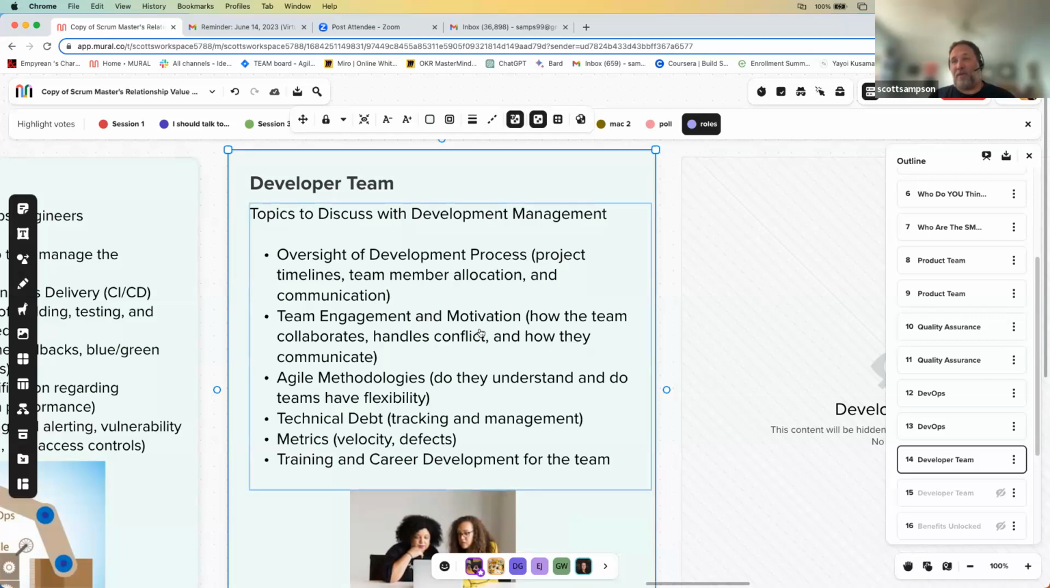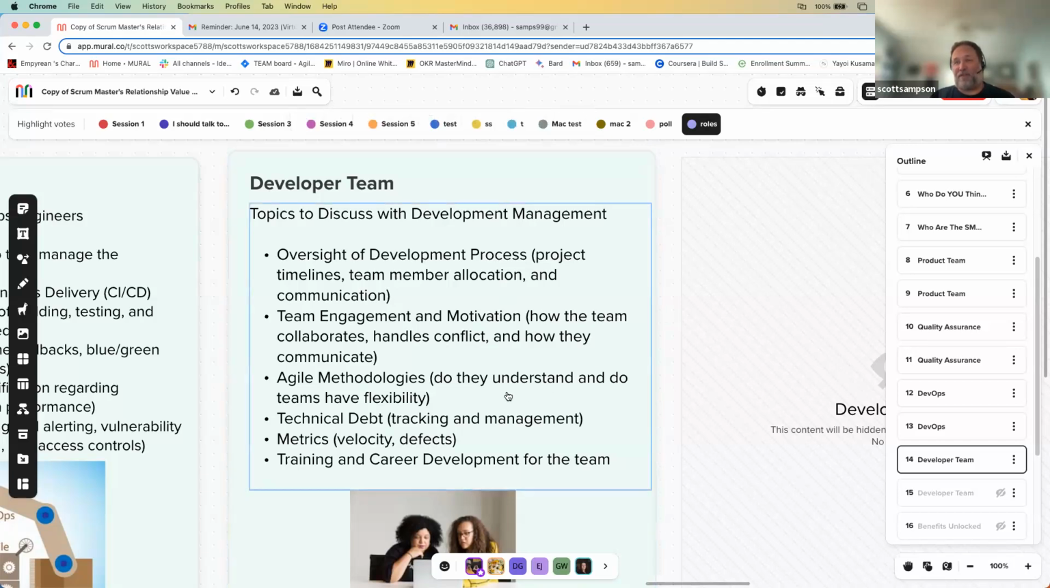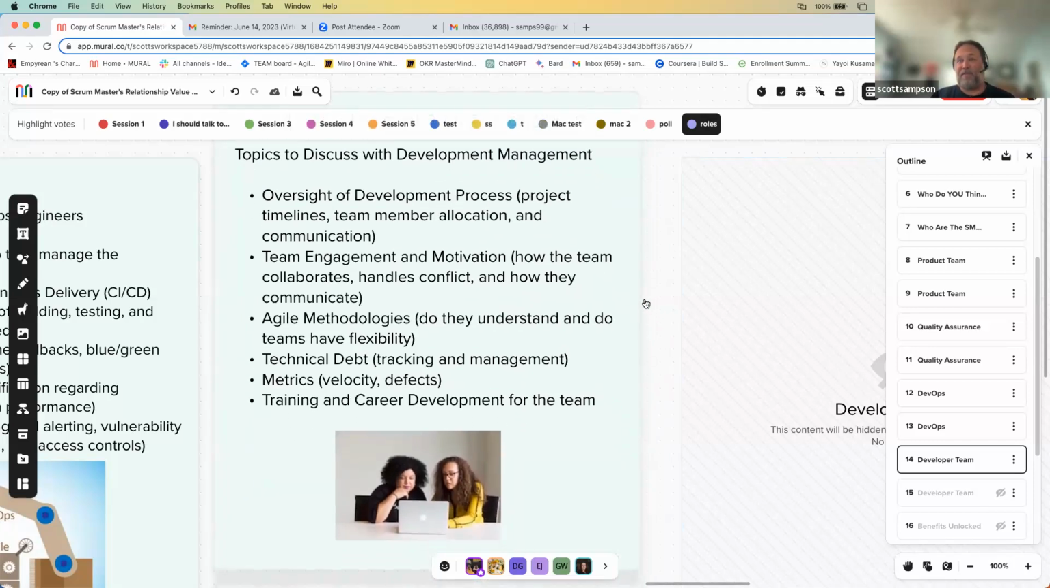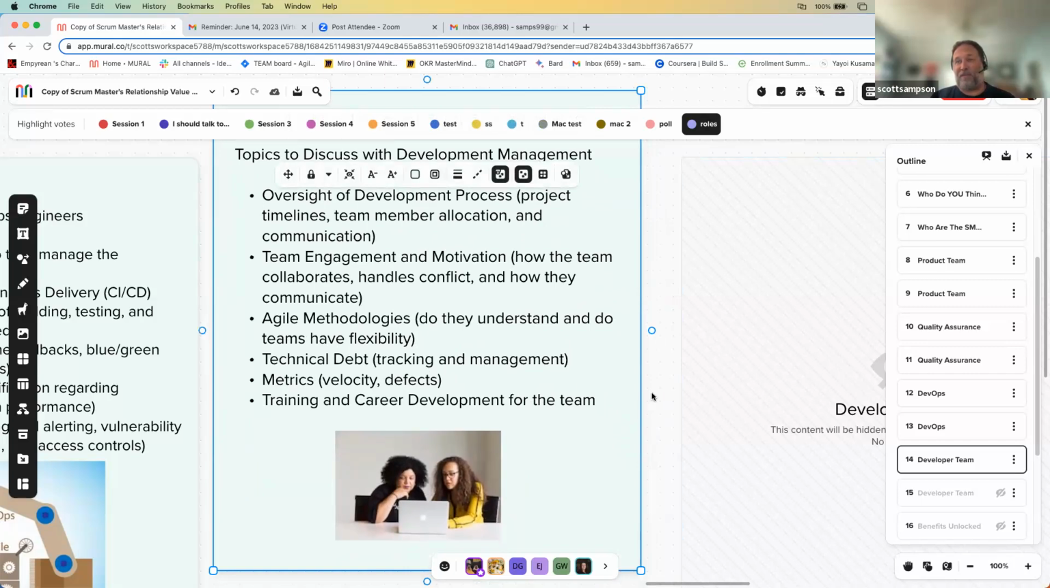So, of course, you can talk to development management about this. This can also be a part of maybe team working agreements and how they handle these things. So you can help the development manager with these items, maybe by doing that for his or her team. Agile methodologies, do they understand it? Is there training needed? Do the teams have flexibility to do what they need to do? Can you help out there? Technical debt, are they tracking it? How is it managed? When is it acted upon? Of course, metrics.